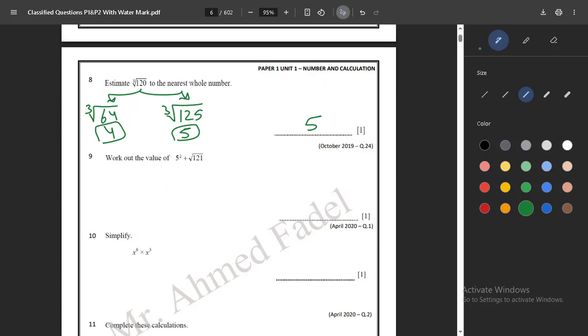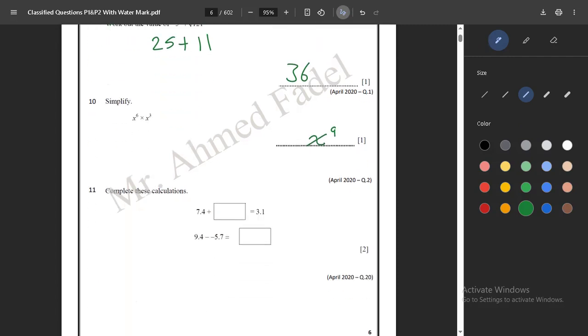Work out the value of this. Well, 5 squared, I know that it's 25, plus the square root of 121 is 11, so it is going to become 36. Simplify. Oh, we agreed when we multiply numbers with the same bases, you add the indices, you add the powers, so it is x to the power of 9.